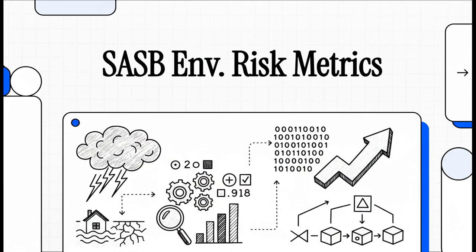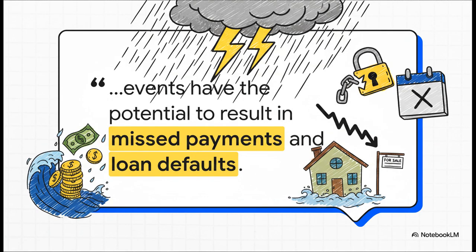We're going to look specifically at the SASB framework for mortgage finance, specifically those environmental risk metrics. Essentially, we're taking the huge concept of climate change and breaking it down into hard, quantitative math. And the SASB framework, it really doesn't mince words about this threat. It states right here that extreme weather events have the potential to result in missed payments and loan defaults, while also decreasing the value of underlying assets.